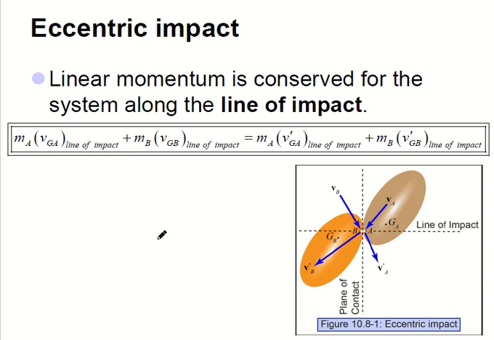Then we will get into linear momentum. It's also conserved for the system along that line of impact. So here is your line of impact, and when you look at it, we are able to see your linear, which is your mVG of A and B. They are definitely conserved. So that's after the impact, and this is before the impact. Now we're dealing with the two bodies, A and B, and we're going to throw in our linear momentum at the point G.